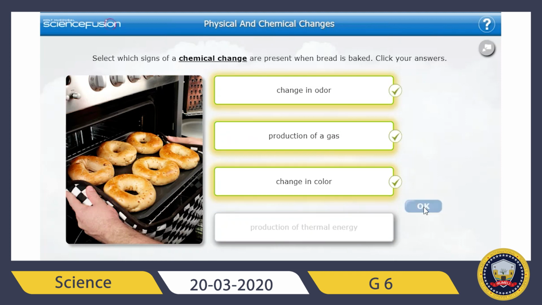So let's check our answers. All of these three are correct answers for our question, but the production of thermal energy will not be present when the chemical change is happening with the bread. Maybe in other chemical changes we can observe the production of thermal energy. But since we are observing these three, we can say that there is a chemical change in the bread. Okay? One may not be enough every time to understand there is a chemical change.